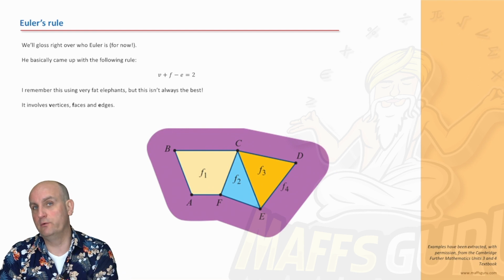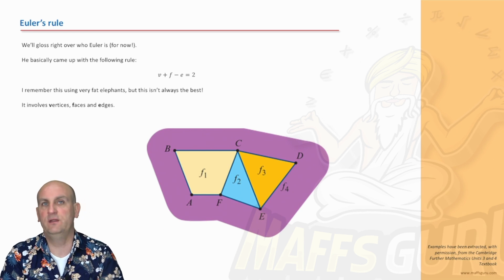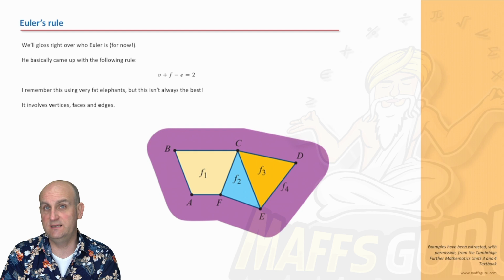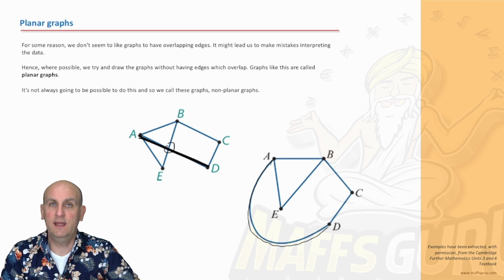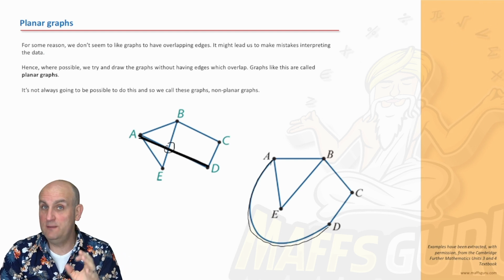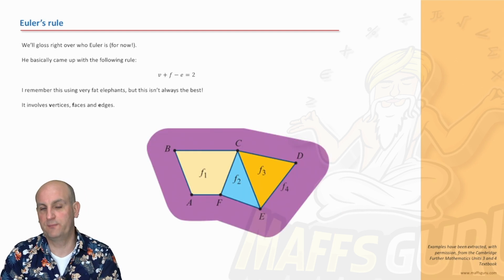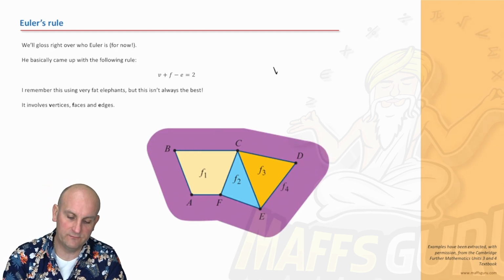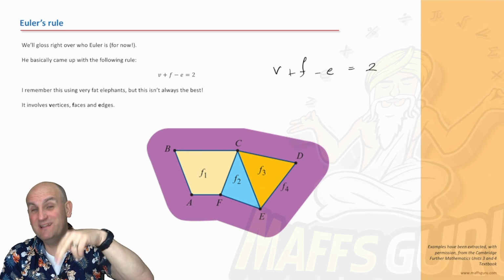Now, why is that important to us? Well, we have this funky thing called Euler's rule. Basically, he came up with the idea that if vertices plus faces minus edges equals 2, then the diagram is planar. Again, we'll go back to this. A diagram can only be planar if it follows Euler's rule. The way I remember this formula is very fat elephants, and I put a plus there and a minus there. There are probably better ways to remember this. If there is, leave a comment below.